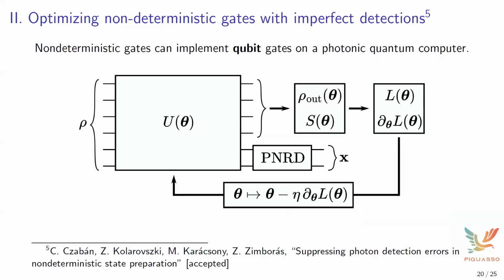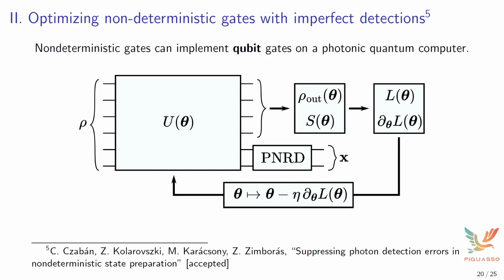The second is that we can optimize non-deterministic gates with imperfect detections, or with perfect detections as well. Non-deterministic gates in photonic quantum computing can implement qubits. So naturally, photonic quantum computers cannot implement qubits, but with this strategy of introducing some non-determinism into the calculation, it can implement, for example, conditional sign flip gates or nonlinear phase shift gates and so on.